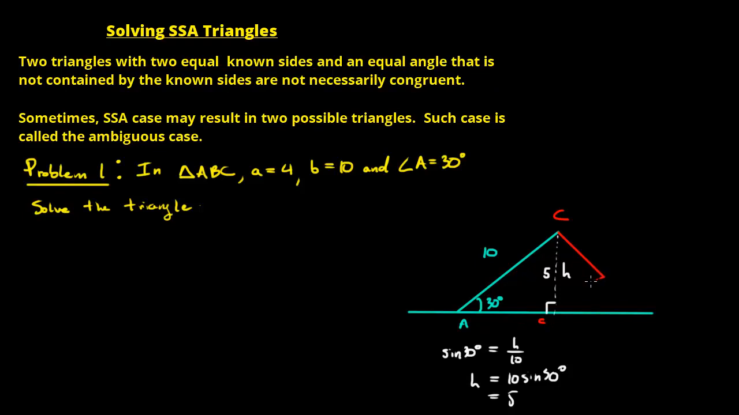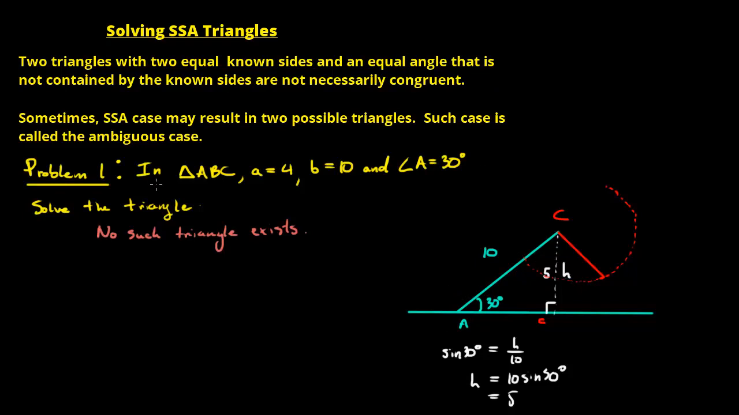But as we can see, no matter what angle C is, and these are all the possible values for C, side a never intersects side C. So in this case, there are no possible triangles. No such triangle exists.